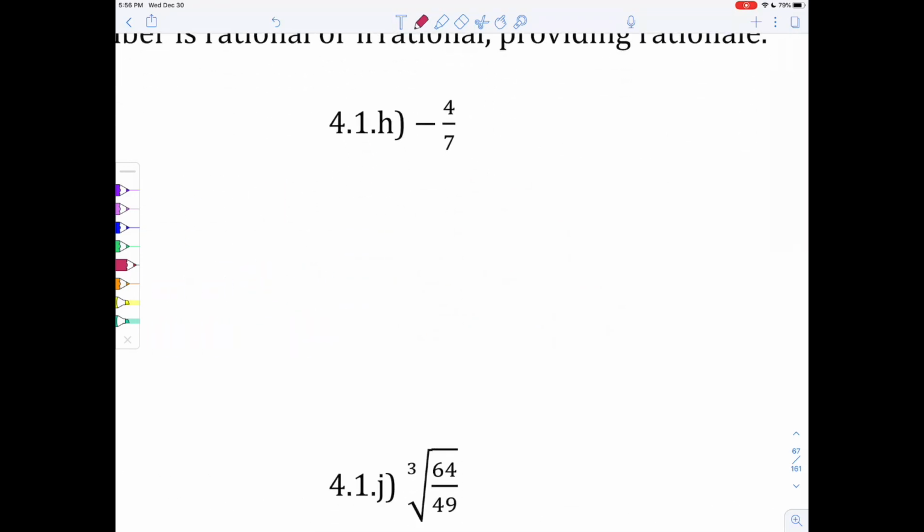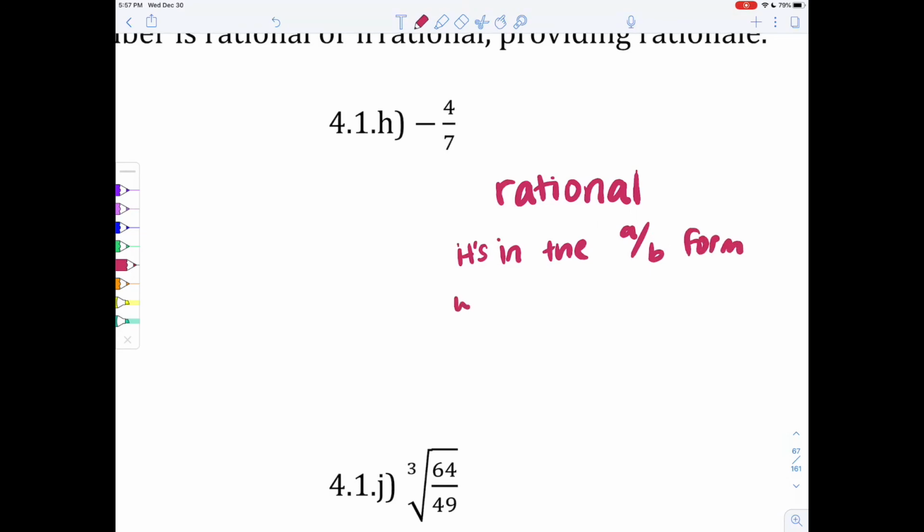Negative 4 over 7, is that rational or irrational? Well, this, my friends, would be rational. Why? Well, it's in a fractional form, and that's what the definition states. It's in the A over B form where B does not equal 0. Right? And that's the exact definition. So it fits the definition, thus it is rational.